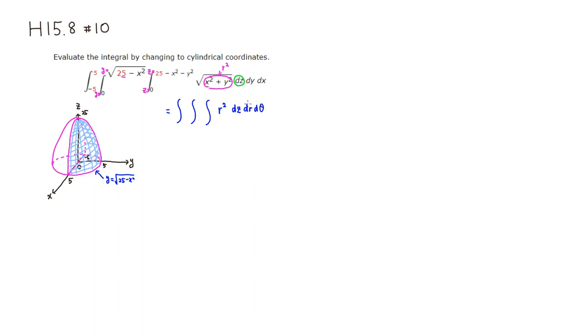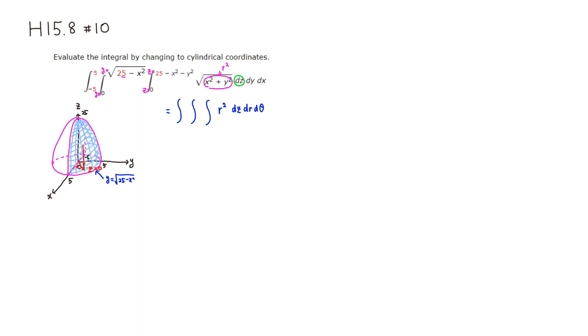All right, so let's look at this. We have to do z, so we start from the bottom. I'm going to fix r and theta. So here's the r, here's the theta, and we pick this point. The z value starts from here, which is z equals 0.